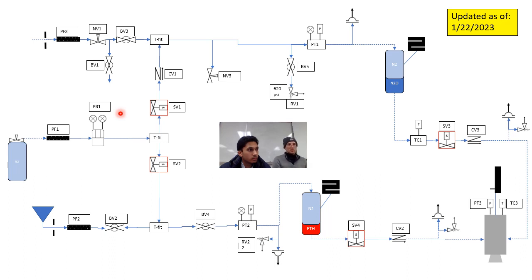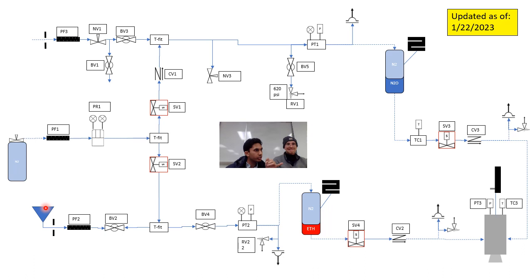Then we close SV1. This is important because at that point, we're going to isolate the system. We do not want SV1 to open again until we are done with this process, because we don't want ethanol to ever get close to that T feeding, close to this SV2, close to the ethanol into the nitrogen tank. We just want to keep it all away from there.